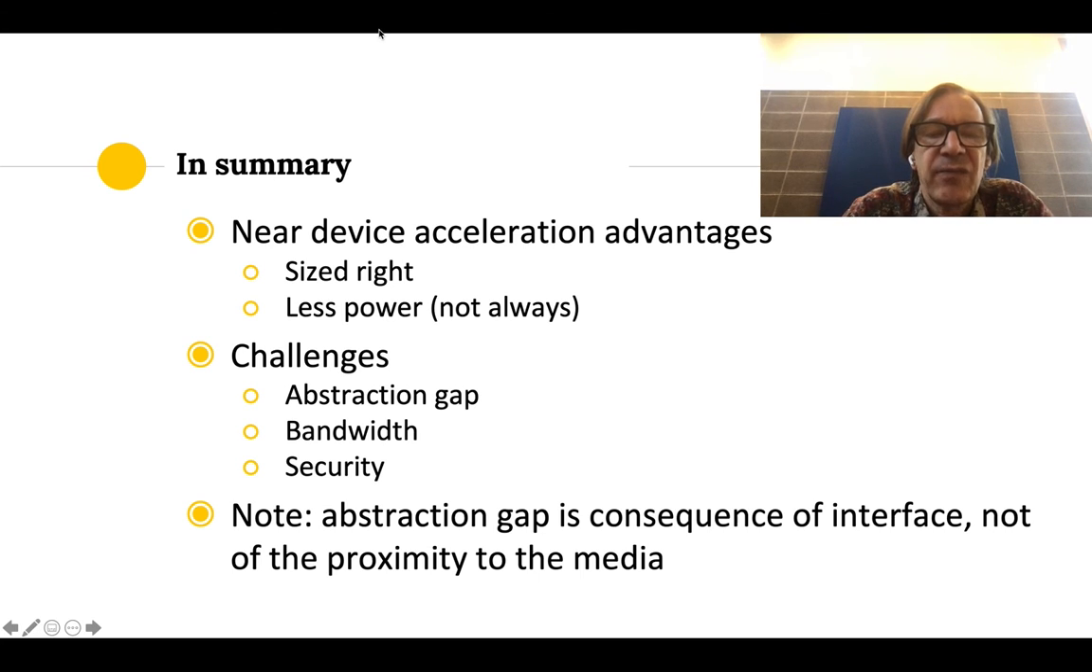And I would again emphasize that this abstraction gap that I mentioned is actually a consequence of the interface. It's not a consequence of the physical proximity of the media to the accelerator. And we will address this issue in Module 2. But first, we will look at a few examples.